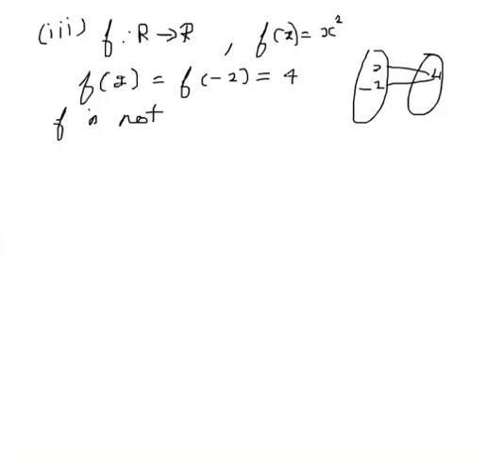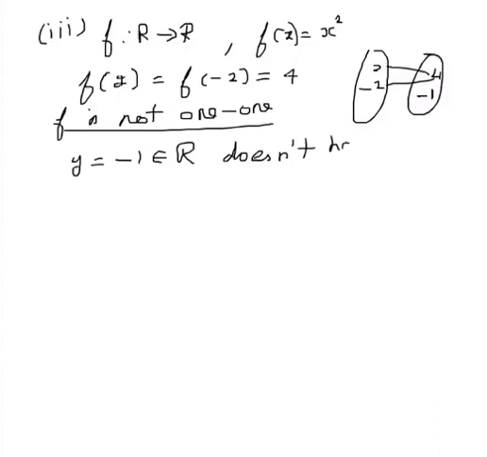Now let us check whether it is an onto function or not. The images are all positive numbers, I can say. So for negative values, you don't have pre-images. For example, let us take minus 1. Square of any number becomes positive. The answer cannot be negative. So we can say for y is equal to minus 1 belonging to the second set R doesn't have a pre-image. Therefore, f is not onto.